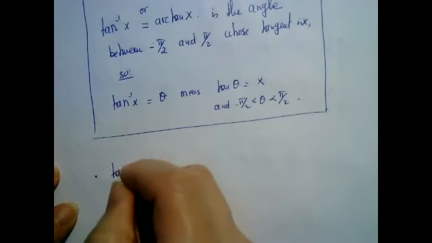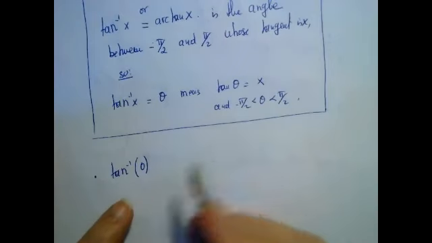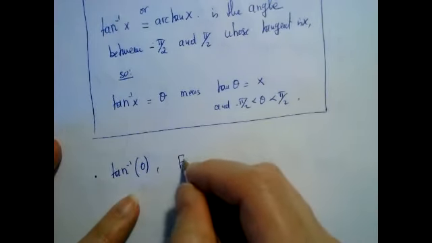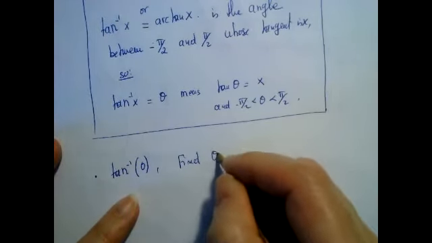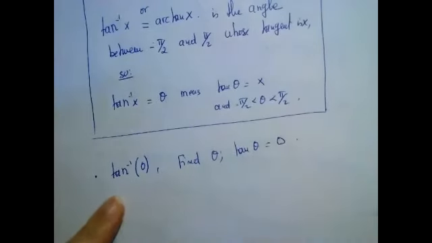What is tangent inverse of 0? It means find the angle whose tangent is 0. Does anyone know the angle whose tangent is 0?